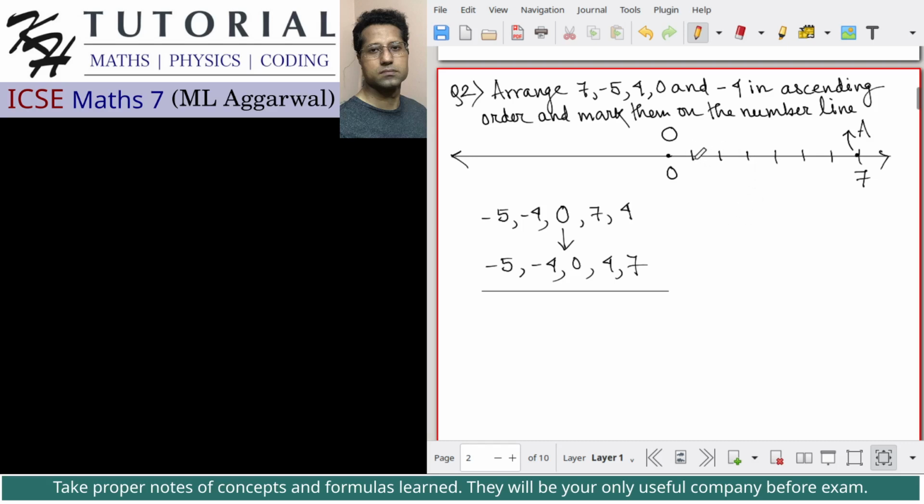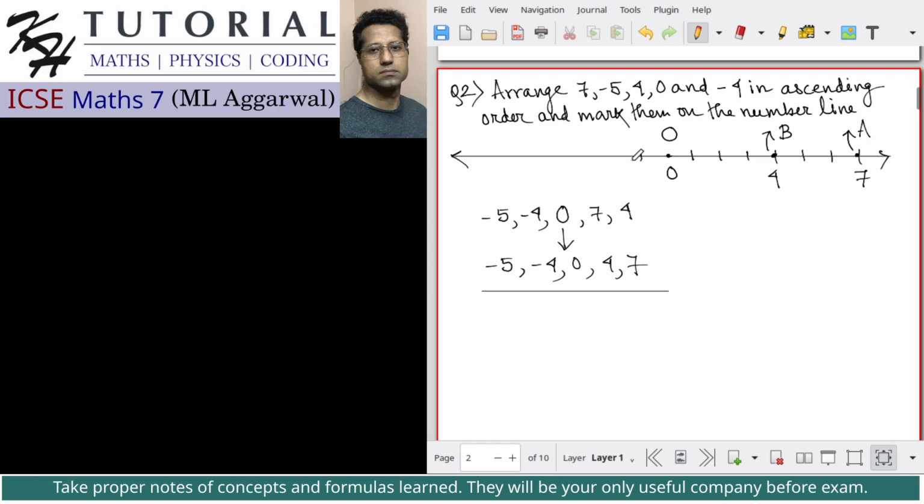Let's see, this will be 1, 2, 3, 4. So this is 4. So this point B marks the integer value 4, and we have 0, and we have O as the marking for the integer value 0. Now let's do the same marking on the left hand side.